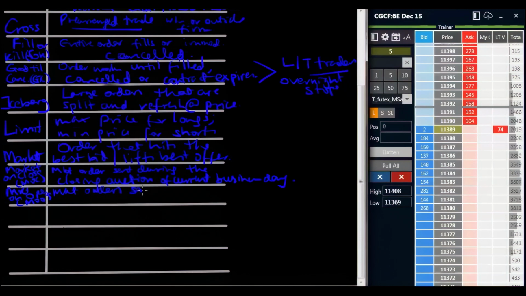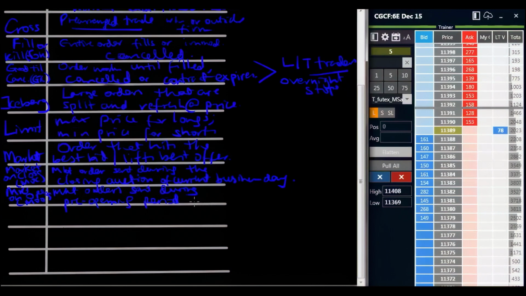sent during the pre-opening period. And they're intended for execution at the opening market price. So at that opening market price, they execute at that price. That is a MOO, market on open order. Then we've got an order cancels order.